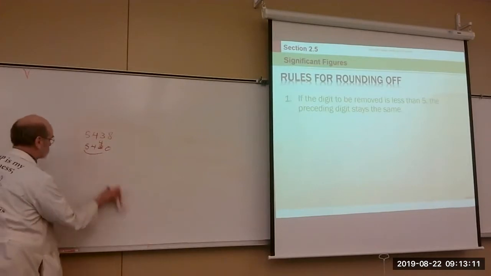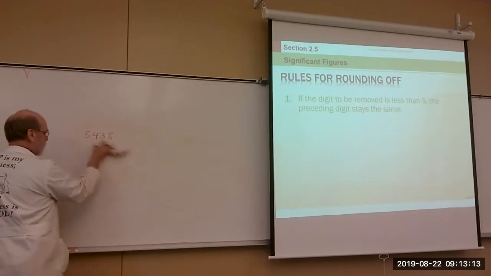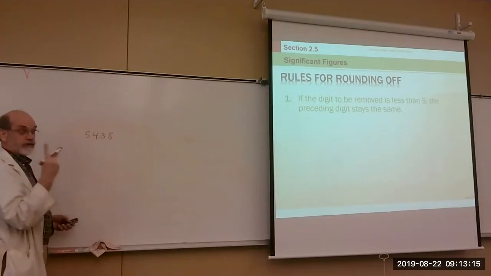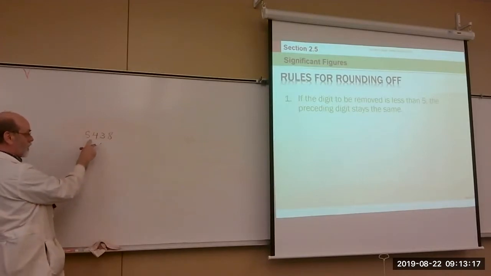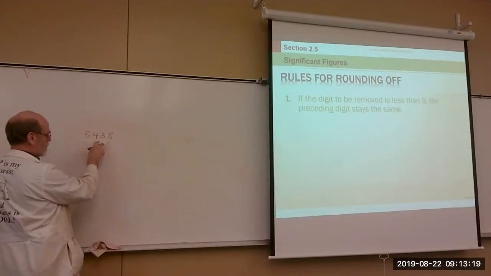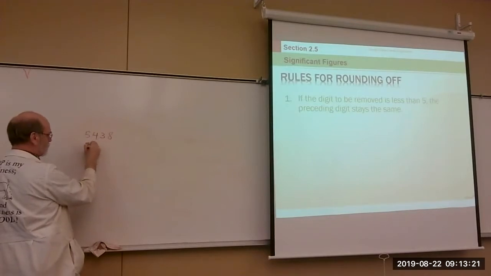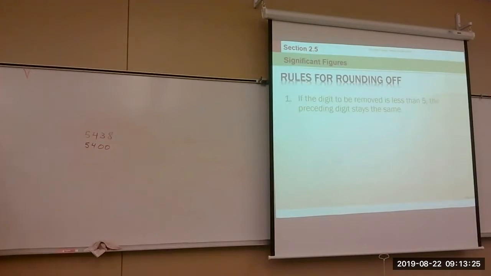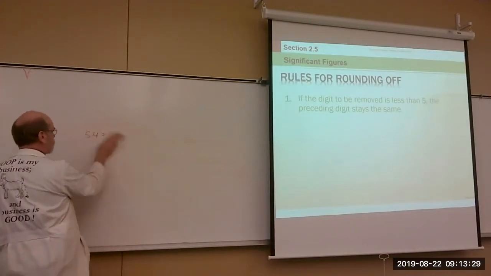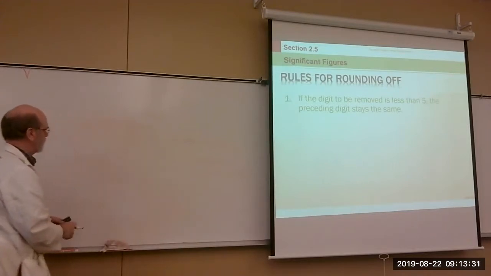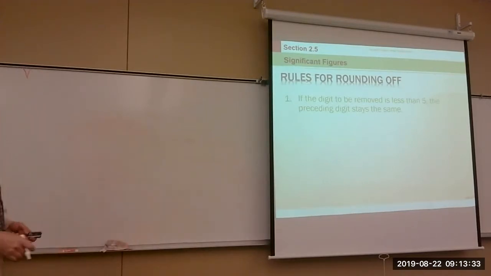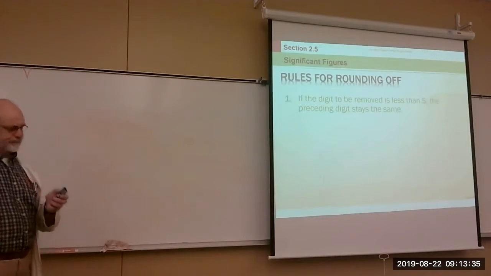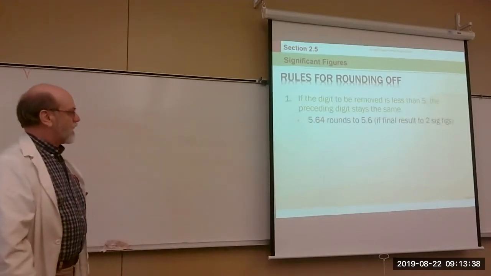If the calculation says you can only have 2 significant figures, right? 1, 2. That one's 3. So now you can only keep those 2. Okay. I keep forgetting I'm being recorded. I need to write bigger.